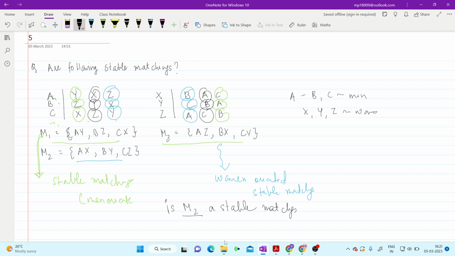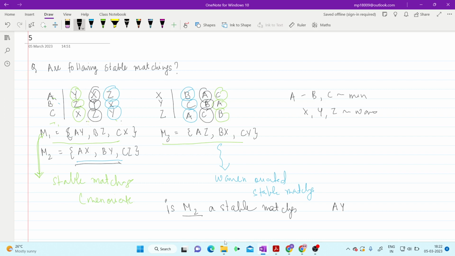We are considering M2, the black one now, so ignore the green and blue stable ones. Is M2 a stable matching? I think no. Why? Because we have to check: A prefers X, but X prefers B first. Yes.